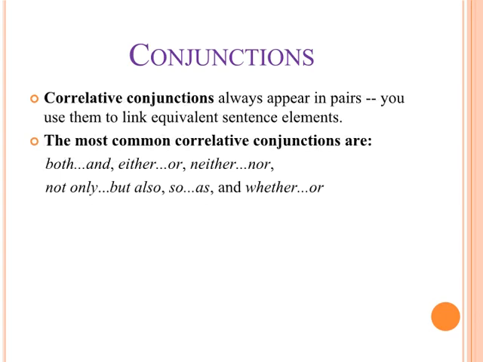Correlative conjunctions always appear in pairs. You use them to link equivalent sentence elements. The most common correlative conjunctions are both, and; either, or; neither, nor; not only, but also; so, as; and whether, or.